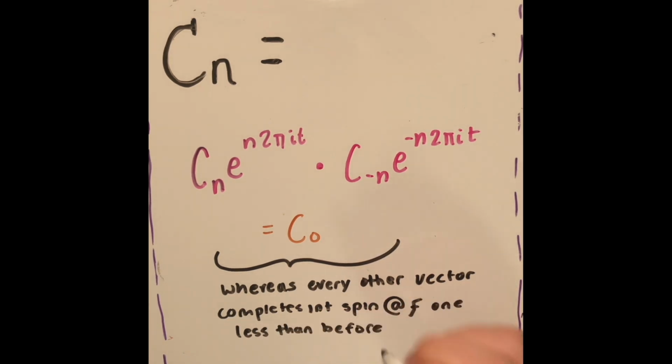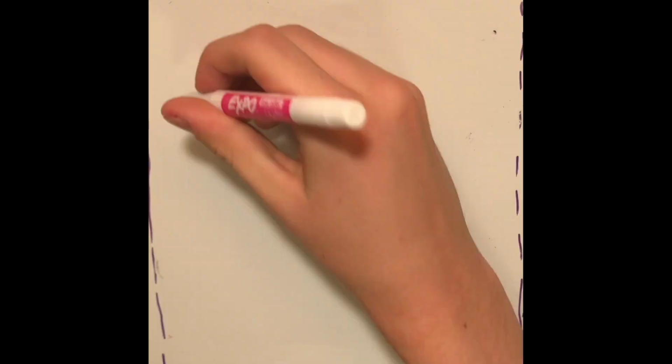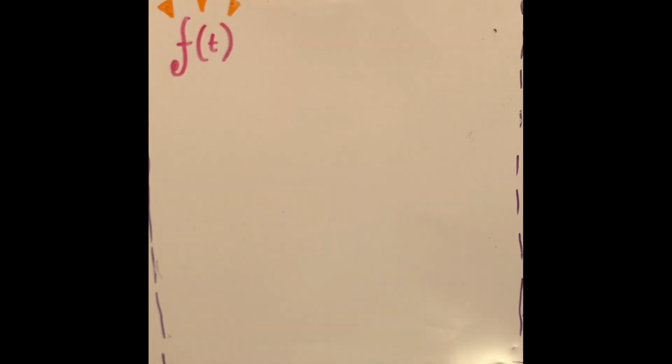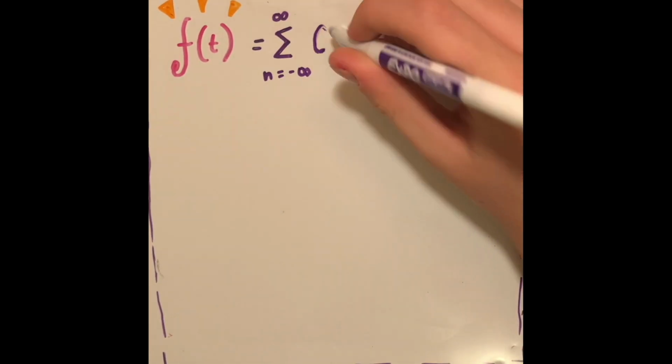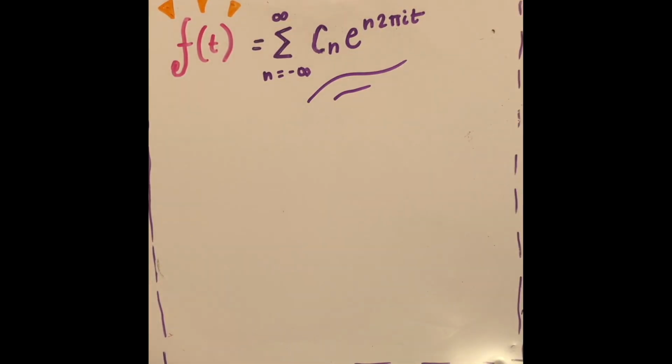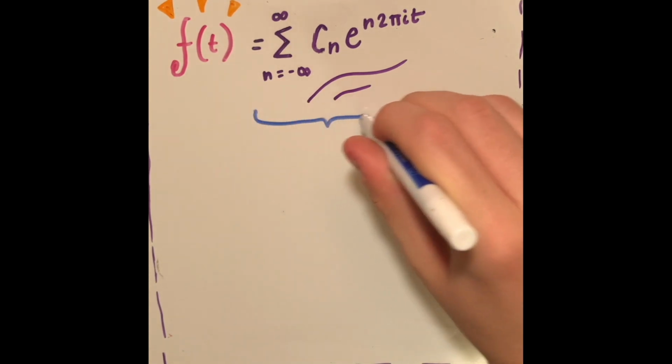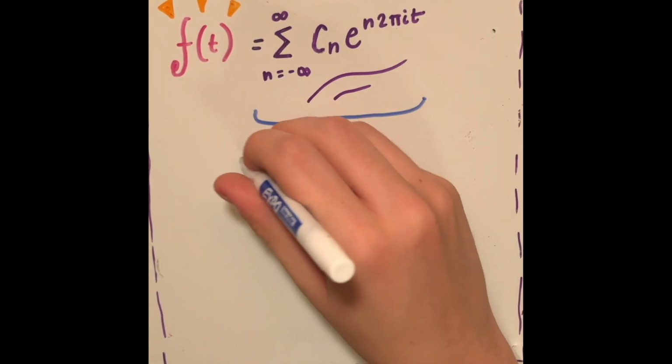In summary, the final equation we arrived at was that our original complicated periodic function f of t equates to an infinite sum of our vectors in the complex number plane, each expressed as c sub n times e to the n 2 pi it. This equation is known as exponential form. So there we have it, a simpler solution to the heat equation. Trust me, you don't want to see the other attempts.